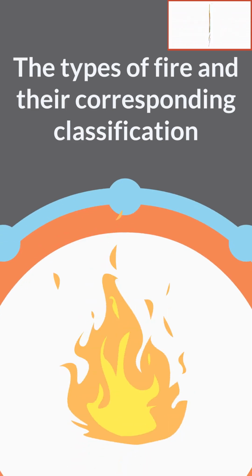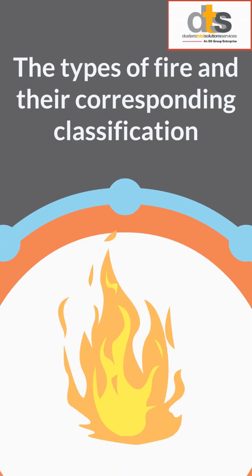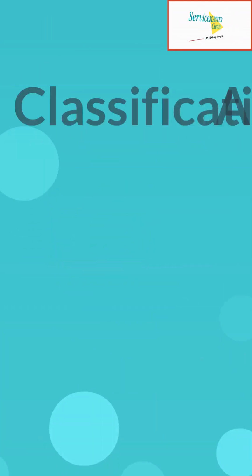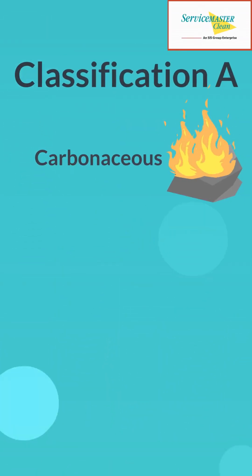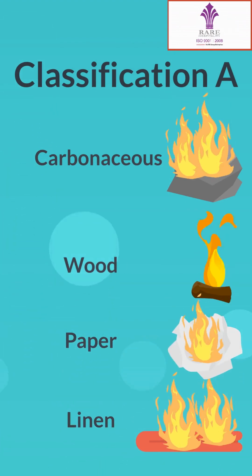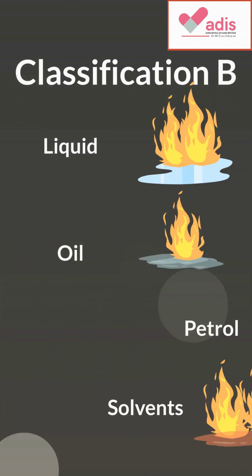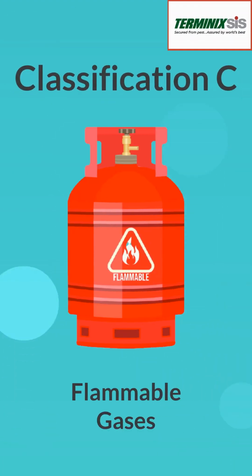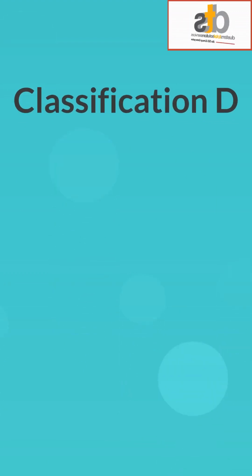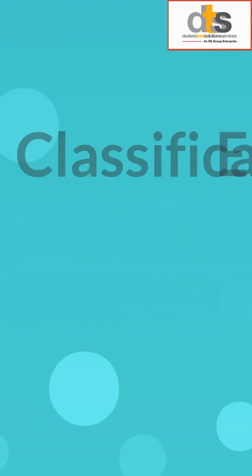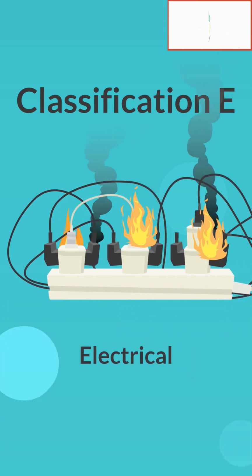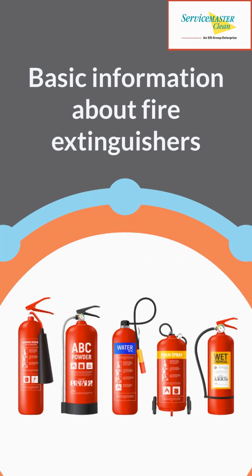Here is some quick information about the types of fire and their corresponding classification. Classification A: carbonaceous, wood, paper, linen, and so on. Classification B: liquid, oil, petrol, solvents, etc. Classification C: flammable gases. Classification D: flammable materials. Classification E: electrical. You should also know basic information about fire extinguishers and the types of fire they put out.